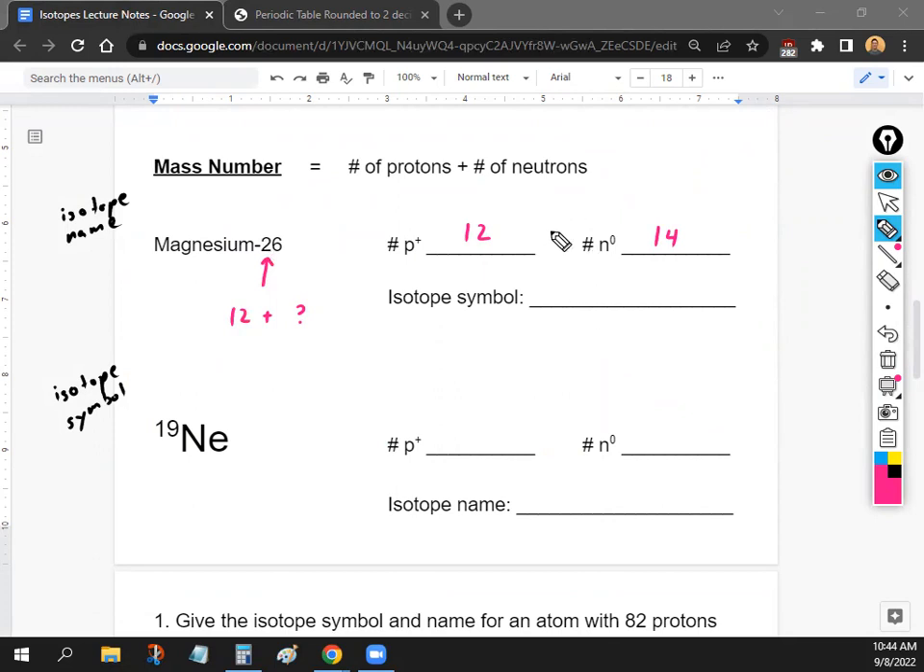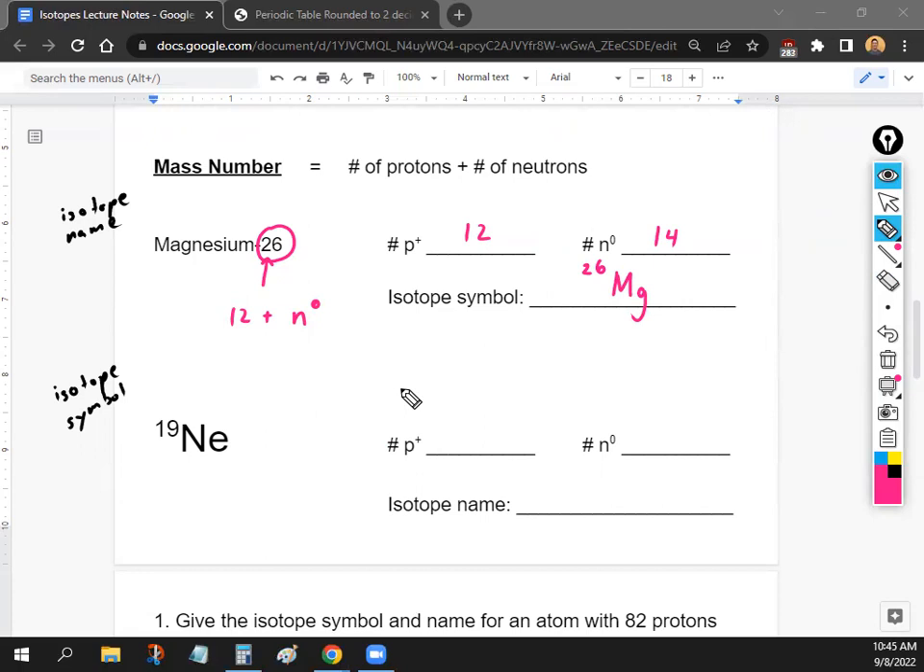And then for the isotope symbol, all you have to do is put the mass number, this one right here, 26, on the top left. And you can write the symbol for magnesium, which is Mg. And there you go. That's basically what you'll be doing for the majority of your assignment today. You'll either get the name, the symbol, the protons and neutrons, and you just mix and match and try to figure out the missing parts of the isotope.